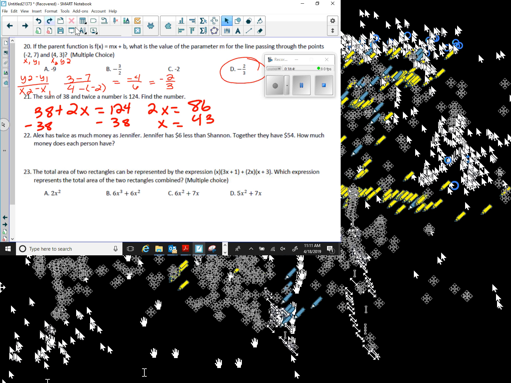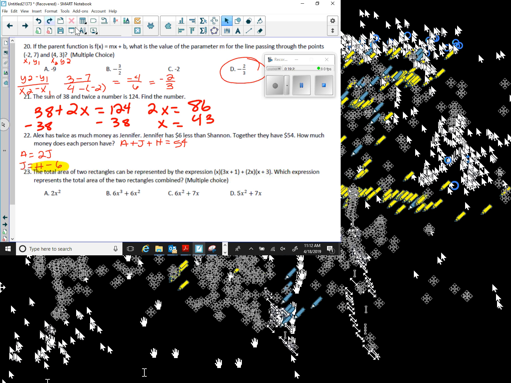All right, number 22, this is a long problem. Alex has twice as much money as Jennifer. So A equals 2 times J. Jennifer has 6 less than Shannon. So J equals 6 less than Shannon, and Shannon is going to be represented by the letter H. Together they have $54. So Alex plus Jennifer plus Shannon, all added together, equals 54. How much money does each person have?